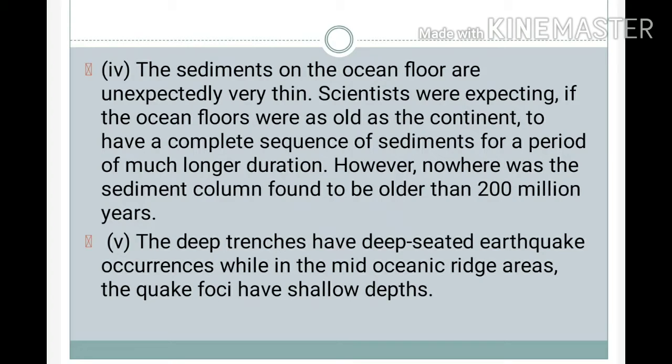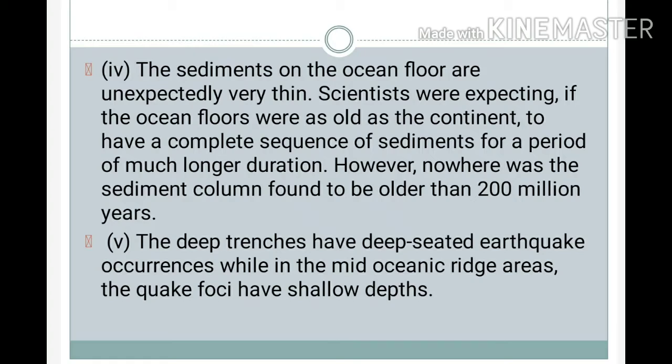The first evidence was that along the mid-oceanic ridges, volcanic eruptions are very common and they bring a huge amount of lava to the surface or to the ocean floor. The second fact was that the rocks present on either side of the crest of the mid-oceanic ridges have remarkable similarity in terms of their age, chemical composition, and magnetic properties. The third fact was that the oceanic rocks are much younger as compared to the continental rocks.